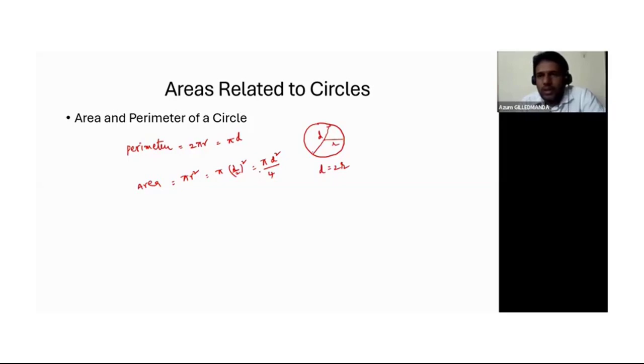So hope you are clear, right? So for a circle, perimeter is 2 pi r or pi d, and the area is pi r square or pi d square by 4.